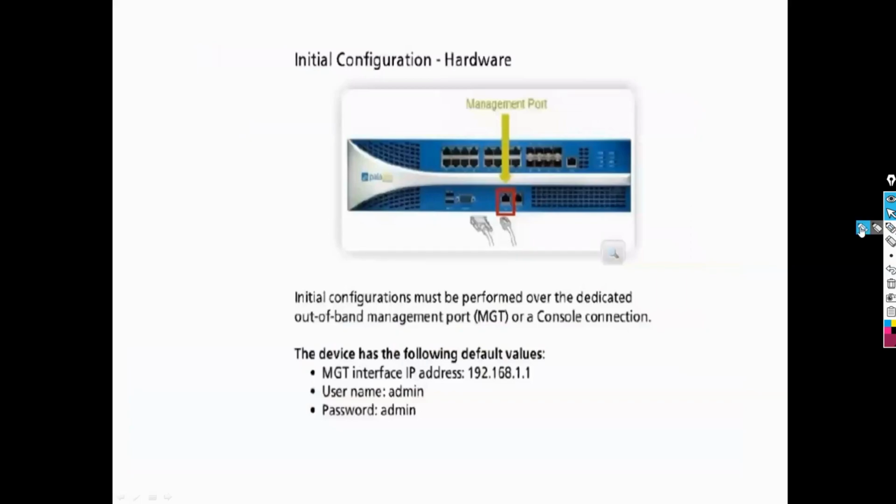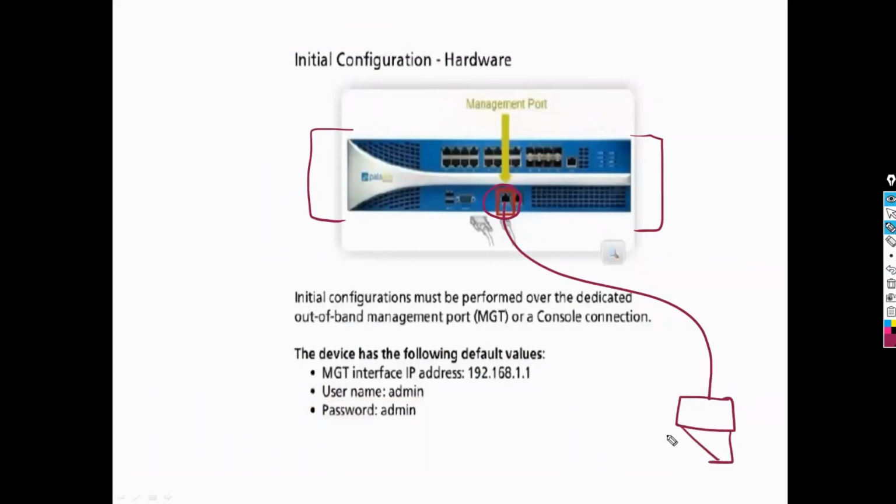Okay, now let's talk about initial configuration. If I have a Palo Alto firewall box, this is port number 1, but I'm not using port number 1, it's a management port. On a Palo Alto firewall box, you will get a dedicated management port. With this management port, you can connect your management PC. By default, we have an IP address on this port, 192.168.1.1. Same series of IP we can configure on this management PC.